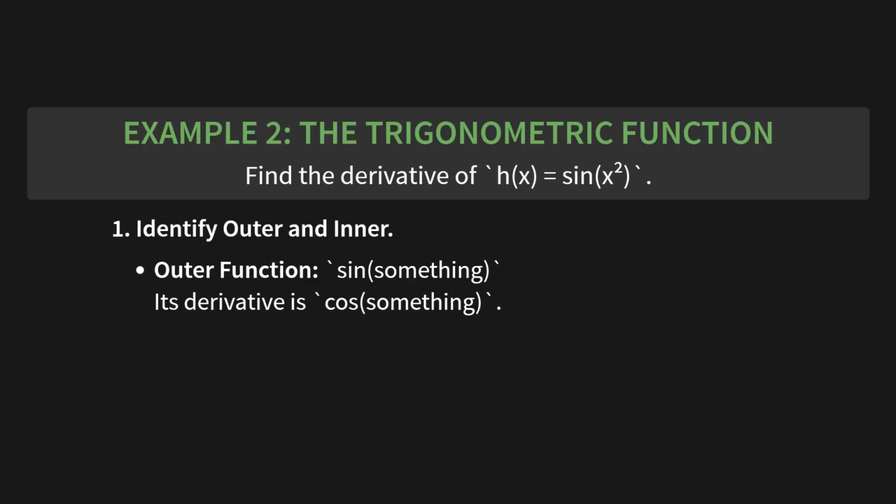Okay, example 2, the trigonometric function. Let's find the derivative of h of x equals sine of x squared. Step 1. Identify outer and inner. The outer function is sine of something. Its derivative is cosine of something. The inner function is x squared, and its derivative is 2x.